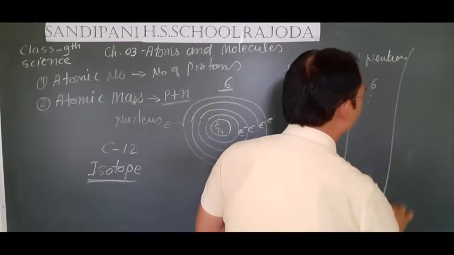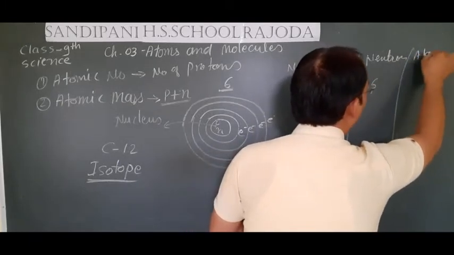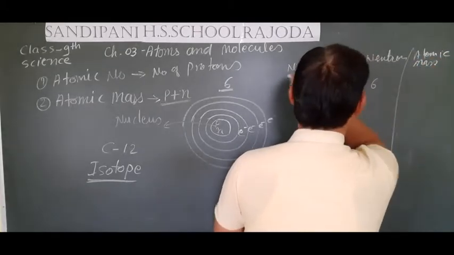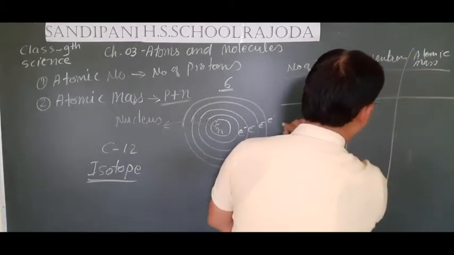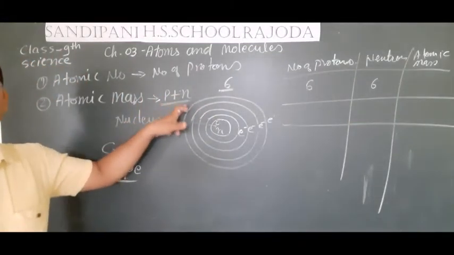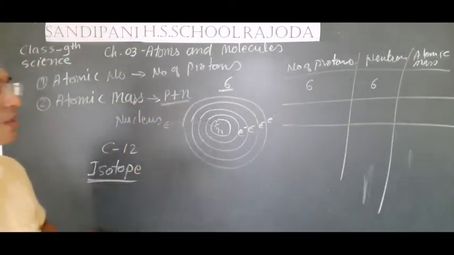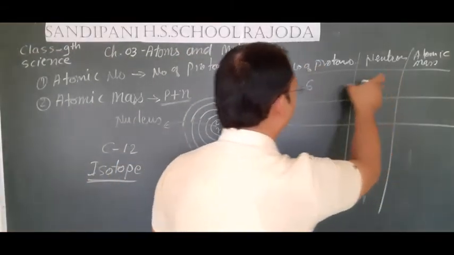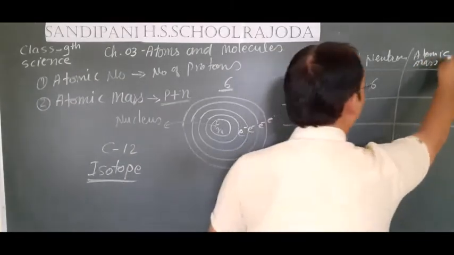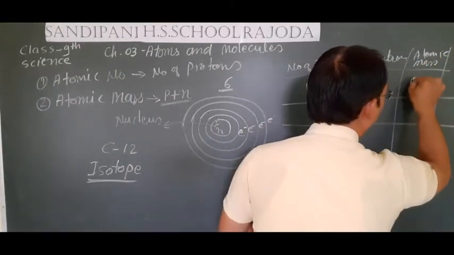Also 6. So it's an atomic mass. Here we have seen the definition of the atomic mass is equal to number of protons plus number of neutrons. So if we sum up the number of protons and neutrons, then we find that its atomic mass is 12.